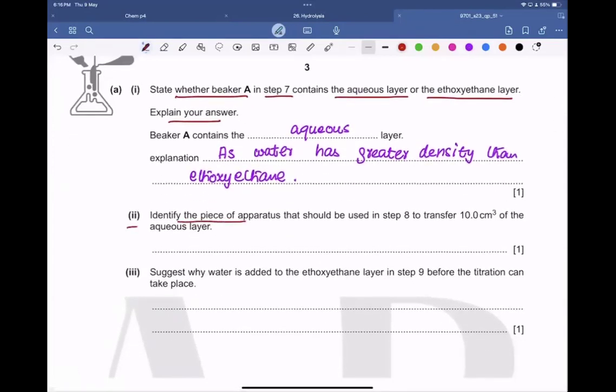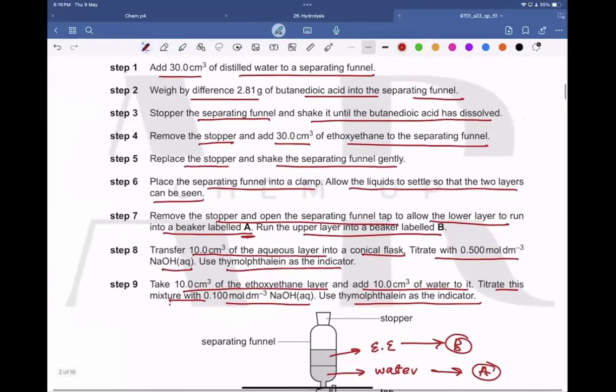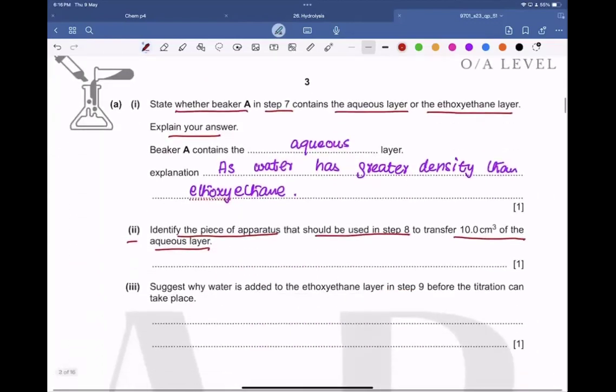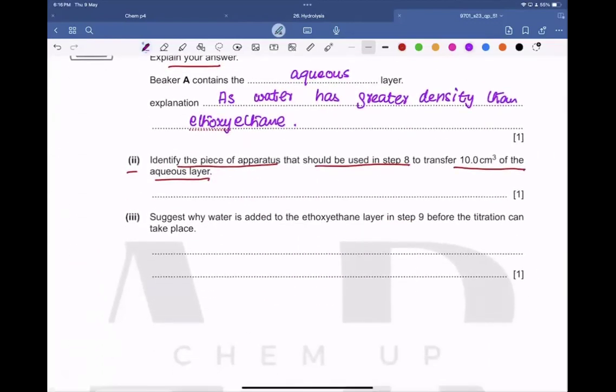Number two, identify the piece of apparatus that should be used in step 8 to transfer 10 centimeter cube of the aqueous layer. In step 8, transfer 10 centimeter cube into a conical flask. So when we have to start the titration in the conical flask, the first chemical we transfer using a pipette, right? And then after adding the indicator, we transfer the other in a small portion of volume from the burette. Now, explain why water is added to the ethoxyethane layer in step 9 before the titration can take place.